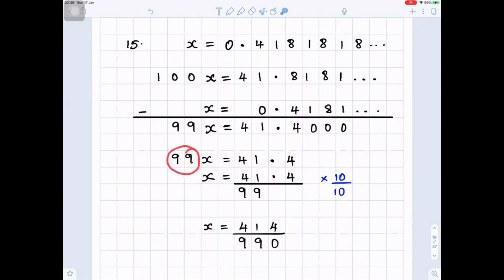So it's times 99. We take it to the right-hand side, it becomes divided by 99. So 41.4 divided by 99. And what you can do, you can times by 10 and divide by 10, which is the same as times by 1, and it doesn't change. So you get 41.4 times 10 is 414, and 99 times 10 gives you 990.